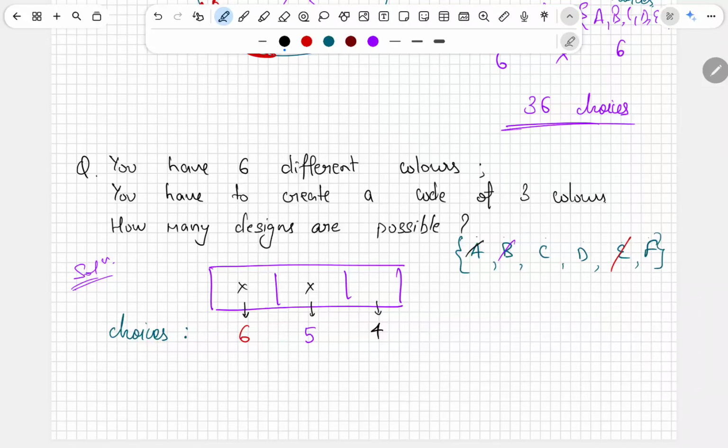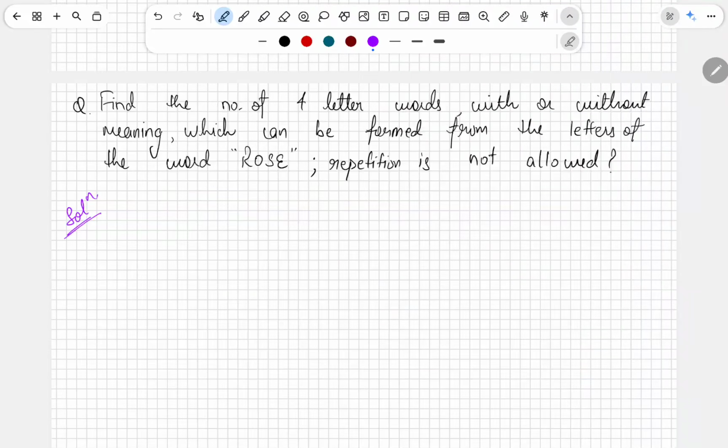To create a code, I had to put the first color and I had to put a second color, so I will multiply them. After putting 2 colors, I had to put the third color. I didn't have a choice, so I will multiply them. 6 5s are 30. 30 into 4 is going to be 120. So the answer is going to be a total of 120 choices.